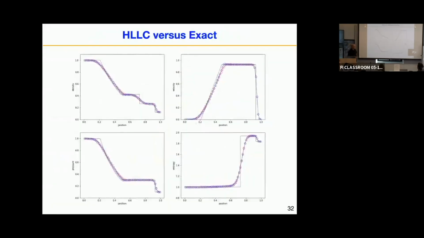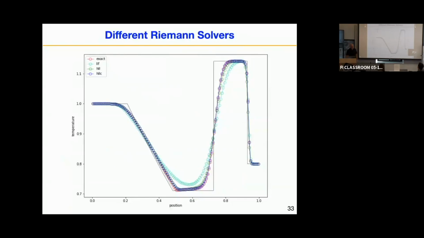The key point now is that if you compare HLLC with exact, it's almost perfect. I think, yeah. So you see the shock is perfect, the discontinuity is perfect. It's only a little bit the contact that is not so good. Okay, so these are the different Riemann solvers, right?